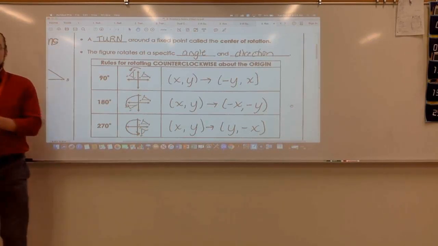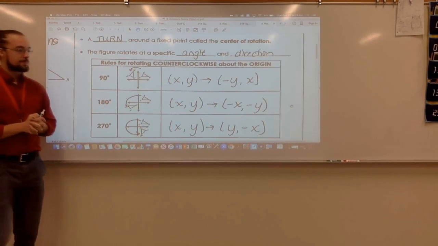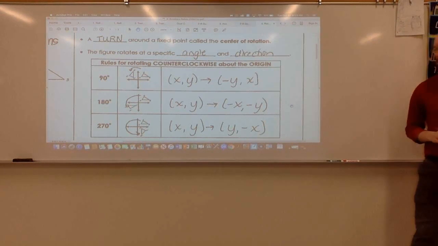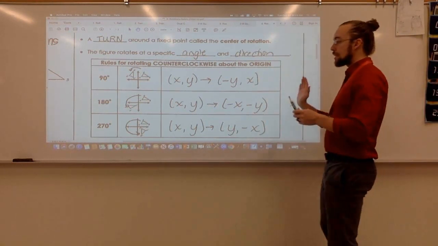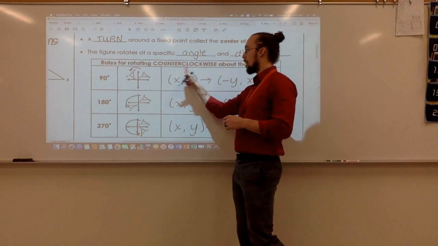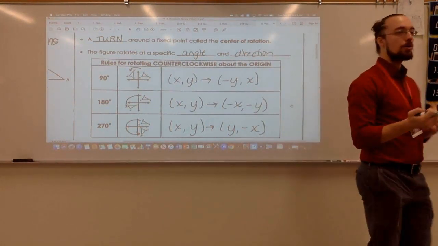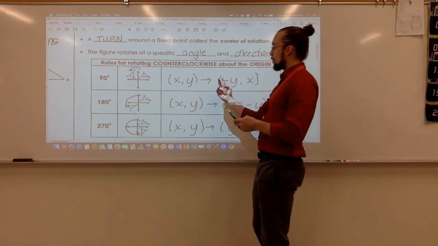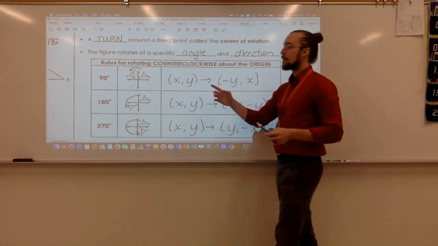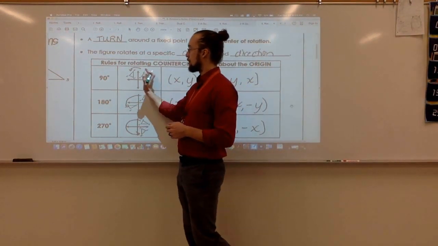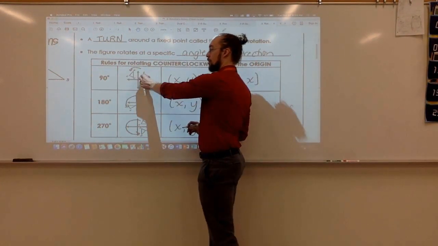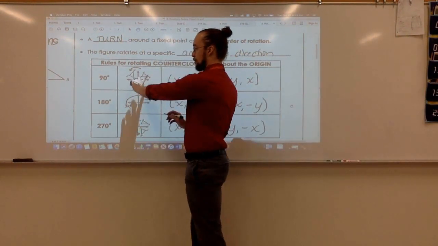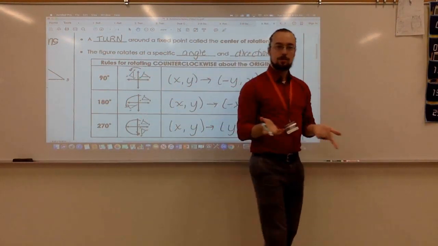All right, do we have these rules copied down? Okay, so each of these rules allows me to rotate an object counterclockwise about the origin. The first one, if I switch my coordinates and take the opposite of the y, that's a 90-degree rotation about the origin. So we're taking a figure, and it's like we attach a line from each point to the origin, and we just rotate that 90 degrees.